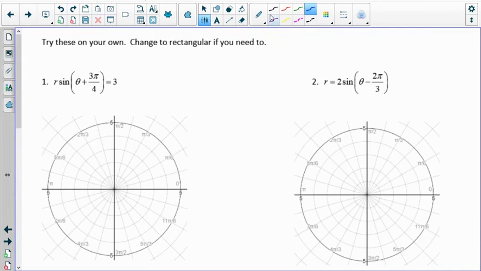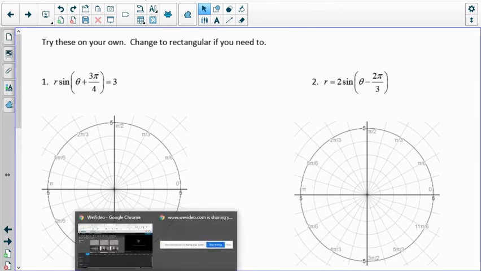Okay, so these now say to try on your own. So what I'm going to recommend you do is to do just that. Try them on your own and then check with your teacher and use Desmos to check your answers. So after you've attempted them, either ask your teacher if you're in class or use Desmos to graph them and see if you get it right. All right, see ya.